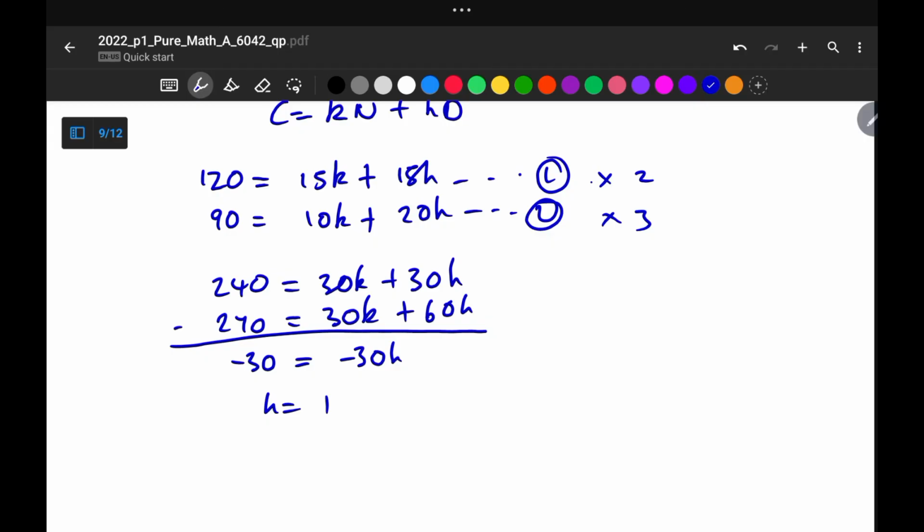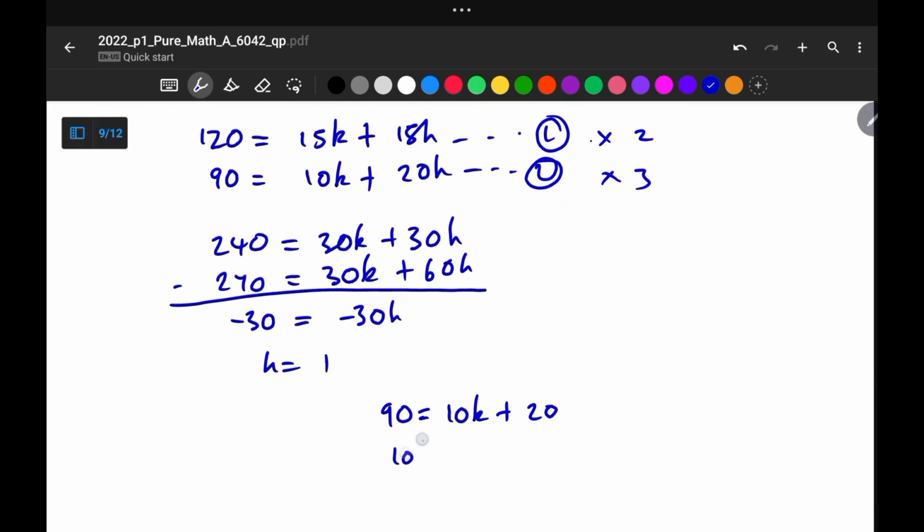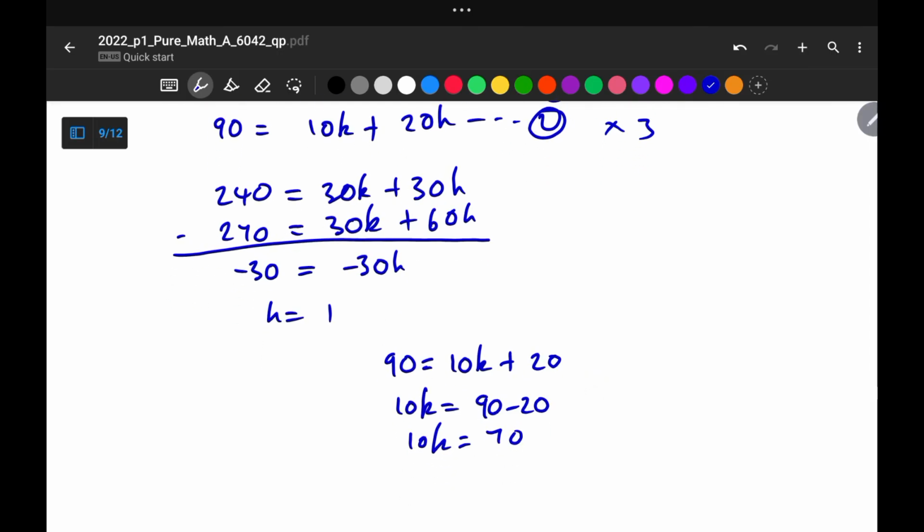And let us move on to calculate the value of k. Given that h is equal to 1, we can simply substitute the value of h in the second equation to say it is now 90, being equal to 10k plus 20 multiplied by 1, which is equal to 20. Therefore 10k is equal to 90 minus 20, so 10k is equal to 70. Therefore k is equal to 7. So h is equal to 1 and k is equal to 7.